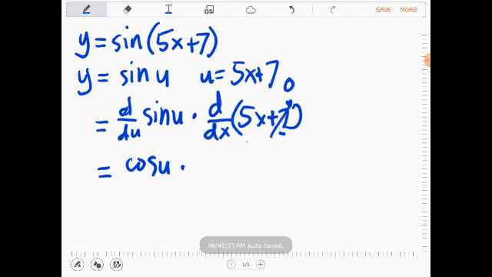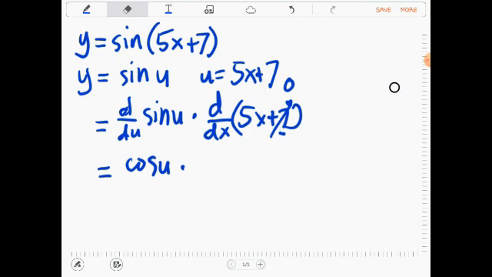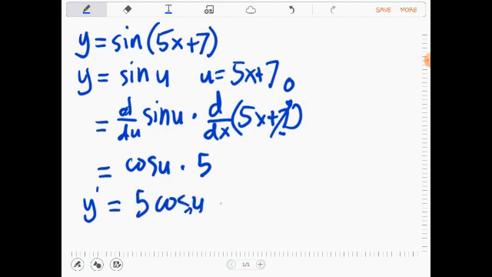Itong 5x naman ay identity function rule. So, remember ha, kapag meron tayong derivative of x, that is equals to 1. Okay? At saka yung derivative of the constant, halimbawa 7, that is equals to 0. Okay? So, yung 5x plus 7, yung derivative niya is just equals to 5. And simplifying further, y prime is equals to 5 cosine of u. Ano ba yung u natin? So, y prime is equals to 5 cosine of the quantity 5x plus 7.